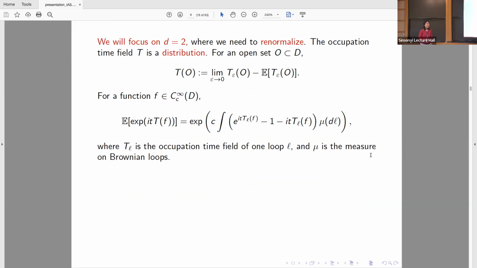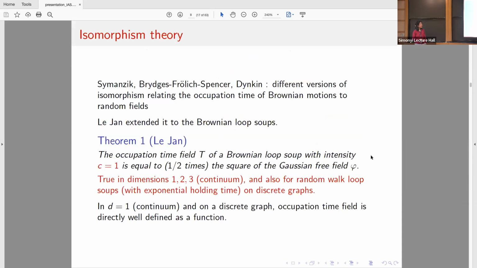A question: you mentioned dimension 4, it is just due to things not being well defined, so it's not that there's an inherent reason that this doesn't hold in high dimension? Yeah, in higher dimensions, the square of the Gaussian free field, as far as I know, is not well defined. The weak renormalization works up to dimension 3. But on any discrete graph, in particular any graph that approximates four dimensions, it still holds. Yes, even on a high-dimensional discrete graph, it works.